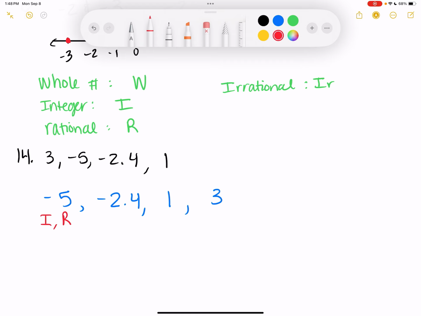How about -2.4? What do we think that one is? Yep, that one is just rational because it's a decimal. Pretty much if it's a decimal or a fraction, it has to either be rational or irrational, but right now all we have is rational. What about 1? Yep, it would be all 3, W, I, R. And 3, obviously, same thing.